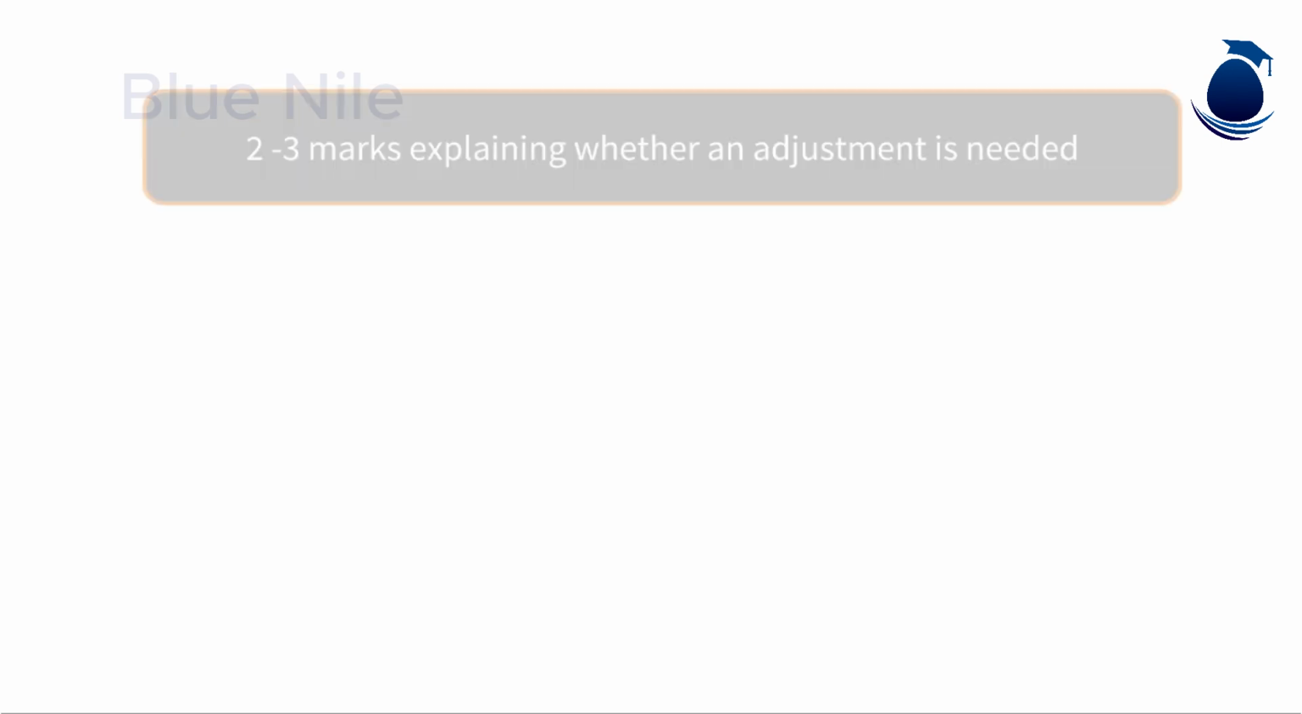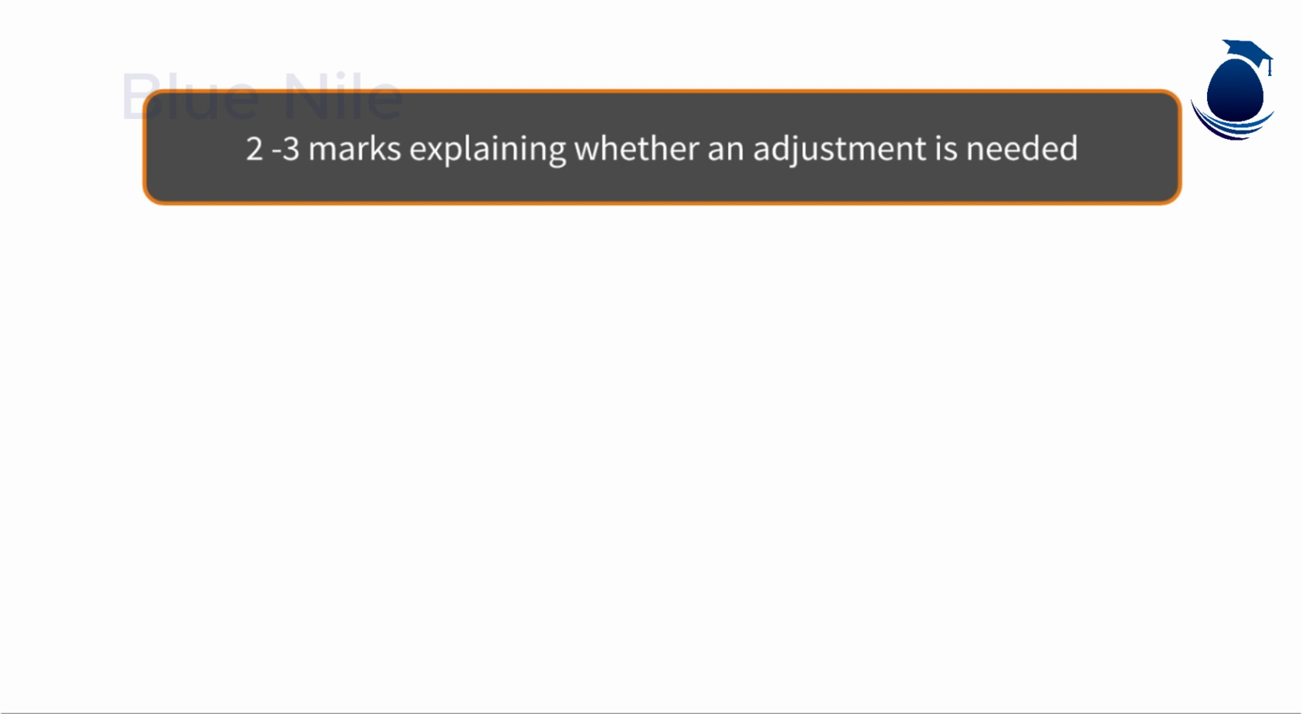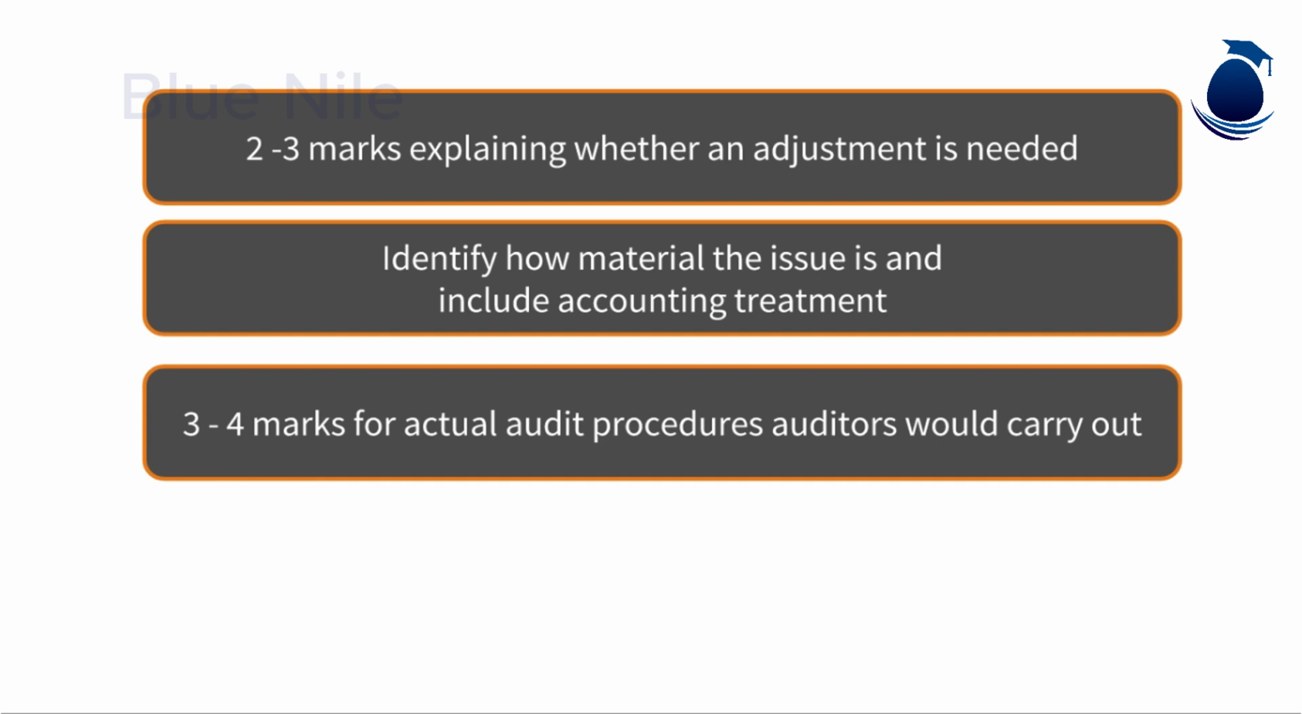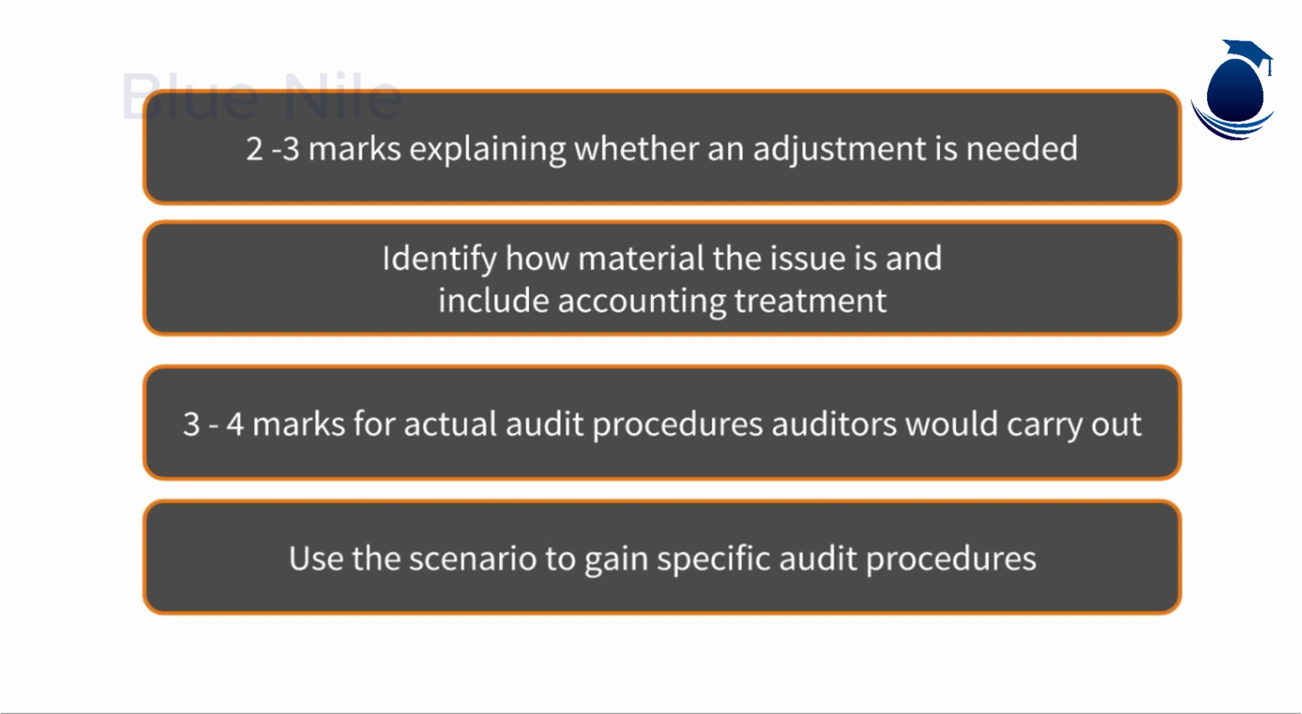Out of 6 marks, it would be realistic to plan maybe 2 to 3 marks explaining whether an adjustment is needed, especially if you identify how material the issue is, and include the required accounting treatment given the circumstances. The remainder of the marks, so maybe 3 to 4 marks, should then look at the actual audit procedures auditors would carry out based on these events. There are many general audit procedures that auditors would perform based on subsequent events. The idea is that the scenario should give you food for thought in generating specific procedures for Panda.